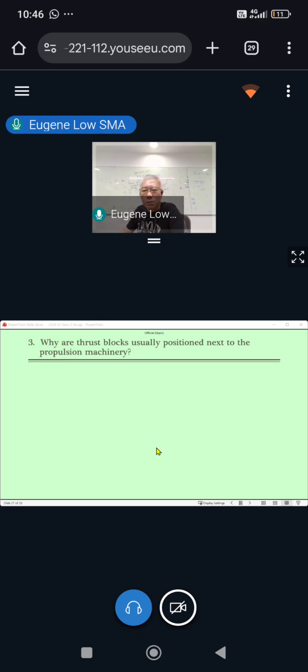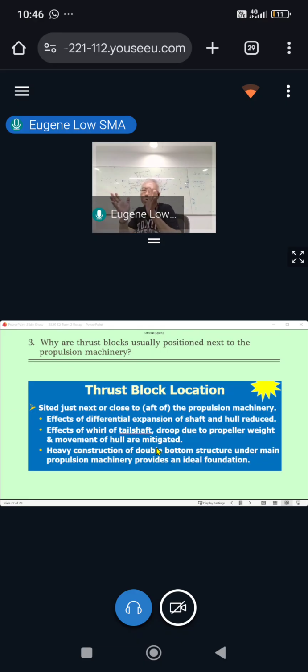Okay, thrust block. Why are thrust blocks usually positioned next to the propulsion machinery, right? Just aft of the main engine usually. So there's a reason here, right? Sited just next or close to the propulsion machinery, because the effects of differential expansion of the hull shaft and the hull are reduced, right? Because the hull structure below the main propulsion machinery, which is usually the main engine, is very, very rigid in order to protect the engine. That's where the engine rests, such a heavy piece of machinery. So the hull directly below the engine must be very, very sturdy.